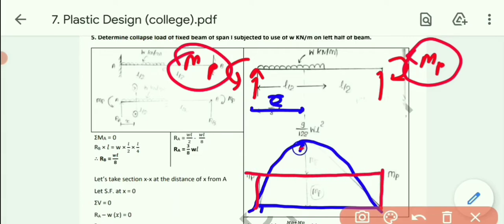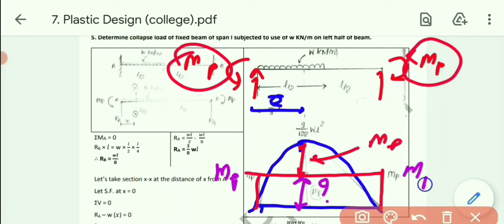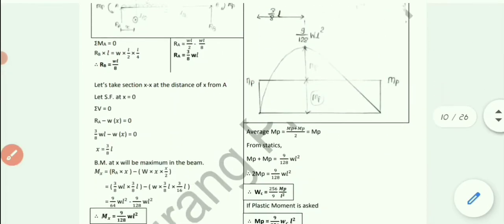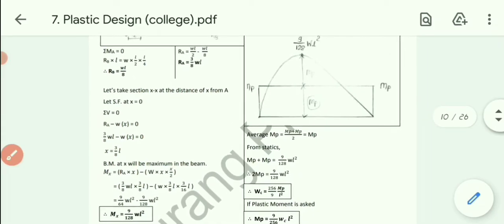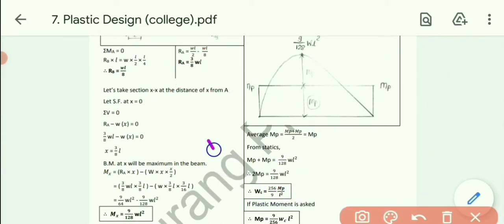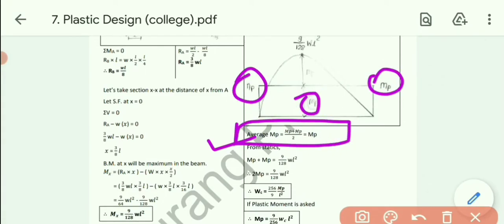Okay, now as per the rule, this moment will obviously be MP. Now we need to calculate the lower moment, that is this one. Same thing will be there: left hand side MP plus right hand side MP divided by 2. Let's take the average of this one obviously, so this will also be MP. See, average, MP plus MP by 2, so we will get this one as MP.